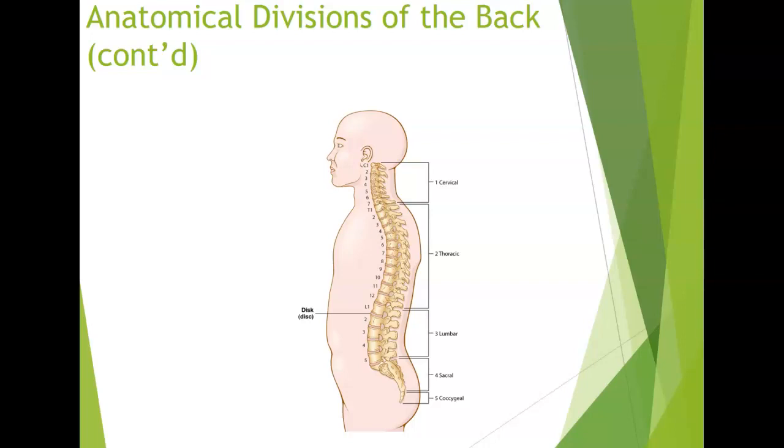Our thoracic vertebrae are going to start, and we'll go down to our 12. So we have 1 through 12 in our thoracic. We have 1 through 7 in the cervical. We have 1 through 5 in the lumbar. And then the sacral portion is actually some bones that are fused, as well as the coccygeal.